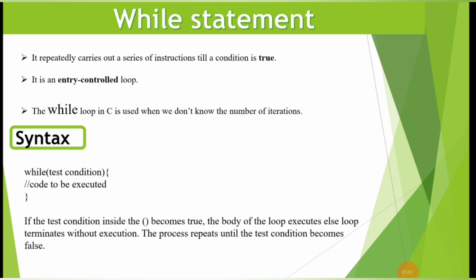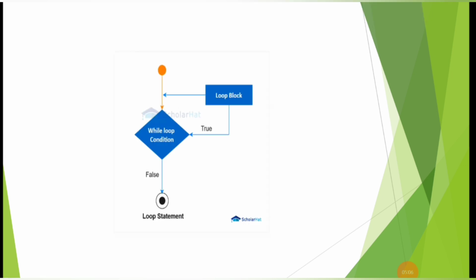So this is the flowchart for a while loop. First it will check the while loop condition. If the condition is true, the statement will be printed. If the condition is false, the statement will not be printed.